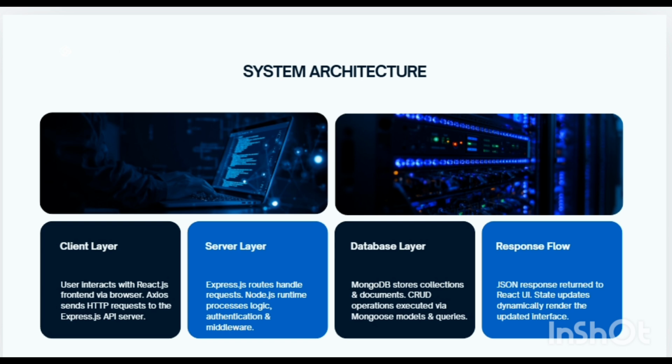So coming to the system architecture, we have four layers: client layer, server layer, database layer, and response flow. Coming to the client layer, the user interacts with the React.js frontend via browser. The app sends an HTTP request to the Express.js API server. Coming to the server layer, Express.js routes handle the request. The Node.js runtime processes logic, authentication and middleware. Coming to the database layer, MongoDB stores collections and documents. CRUD operations are executed via Mongoose models and queries. And the response flow: a JSON response returns to the React UI, and state updates dynamically render the updated interface.